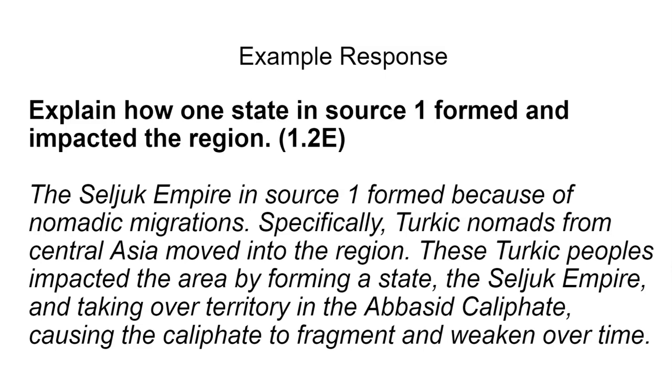So explain how one state in Source 1 formed and impacted the region. Well, the Seljuk Empire in Source 1 formed because of nomadic migrations. That's my claim. Specifically, Turkic nomads from Central Asia moved into the region. That's the evidence I'm going to use to support this TEA statement. These Turkic peoples impacted the area by forming a state, the Seljuk Empire, and taking over territory in the Abbasid Caliphate, causing the Caliphate to fragment and weaken over time.